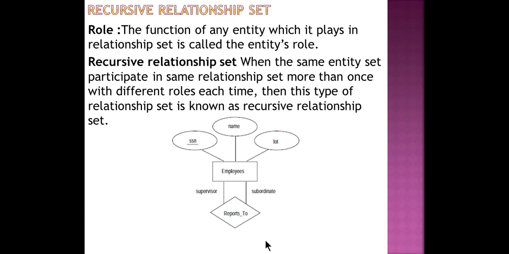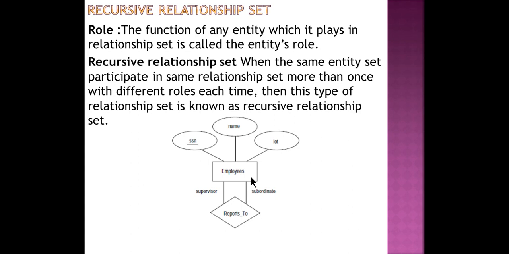We have already seen this in a unary relationship set, that is also known as your recursive relationship set. When only one entity set is participating in the relationship set, that is called as unary or recursive relationship set. In this case, you can see one employee who is reporting to the supervisor. Subordinate reports to the supervisor.